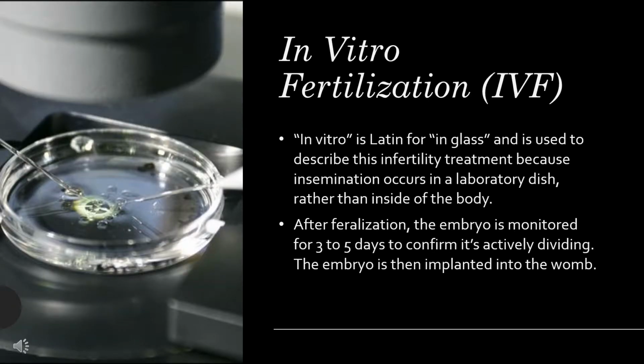The first procedure we're going to look at is something you've probably heard before, in vitro fertilization, or IVF. The phrase in vitro is Latin for in glass, and it's used to describe this infertility treatment because insemination occurs literally in a glass laboratory dish, rather than inside of the body. Once this embryo is fertilized, it's monitored for the next 3 to 5 days to confirm that it is actively dividing. The embryo is then implanted directly into the womb.